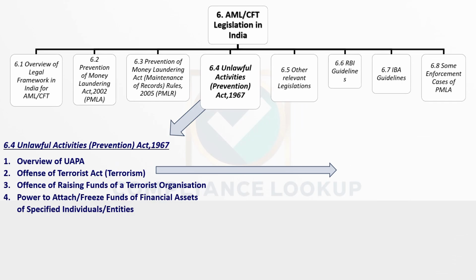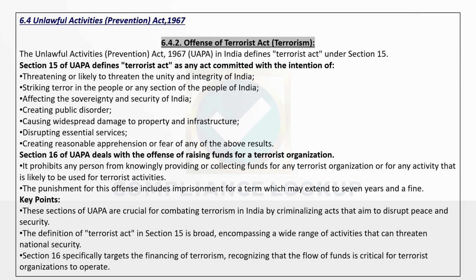The Unlawful Activities Prevention Act (UAPA) 1967 is India's primary anti-terrorism law. It plays a critical role in maintaining the country's security and sovereignty by defining what constitutes a terrorist act and by criminalizing the financing of terrorism.